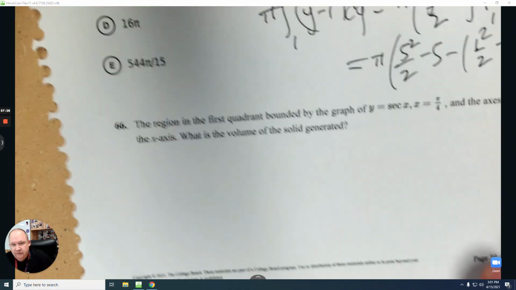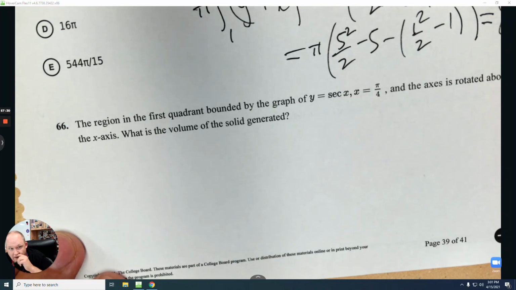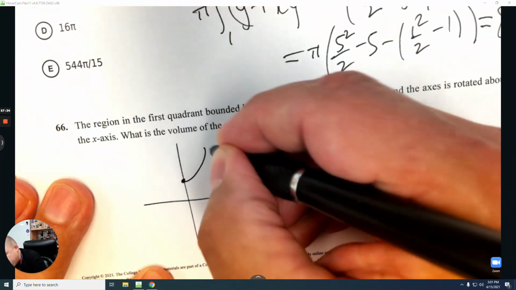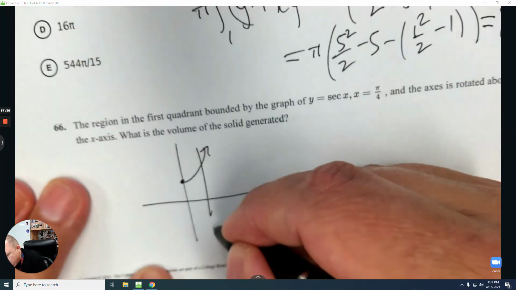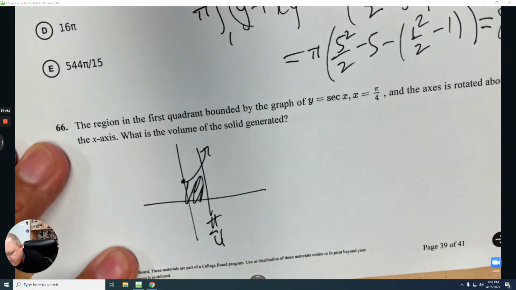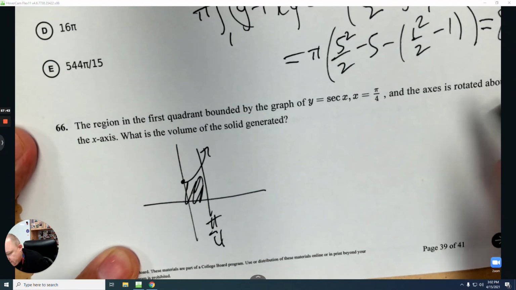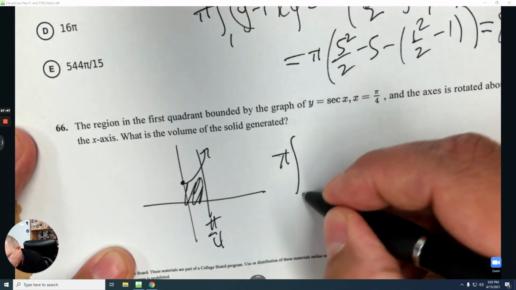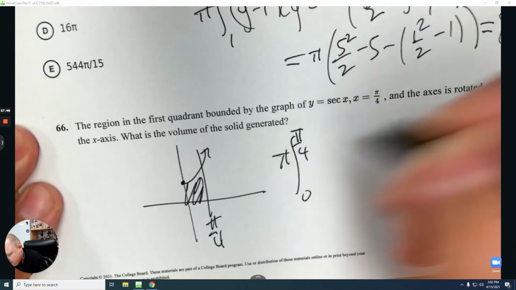Number 66. The region in the first quadrant is bounded by secant x. That starts at 1, that's a parabola, and pi over 4. And so it's this area here. And it's rotated around the x-axis. So it goes from 0 to pi over 4.